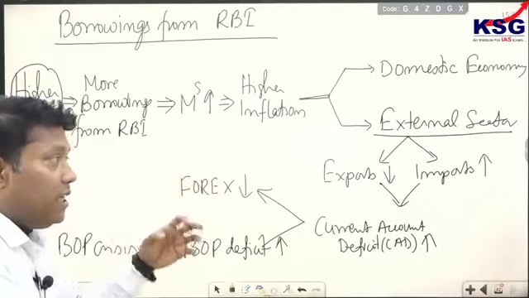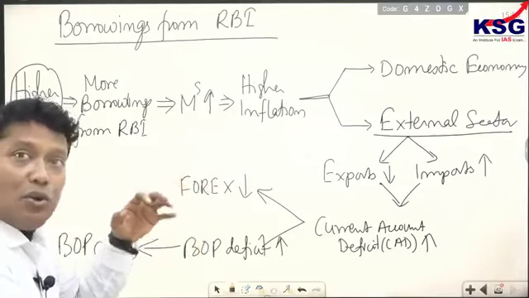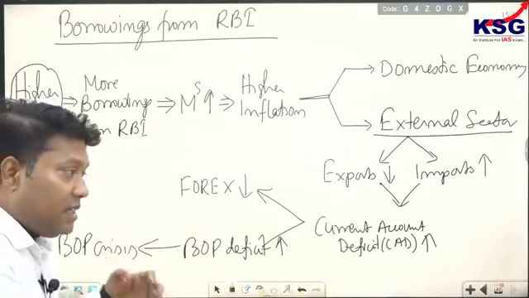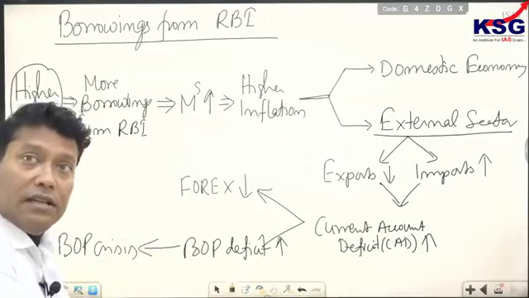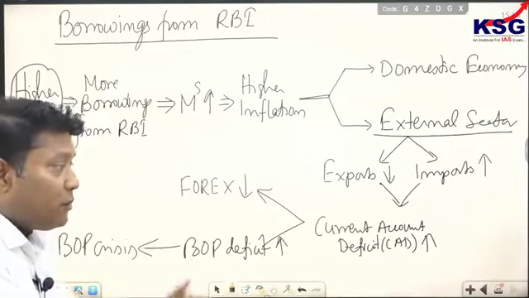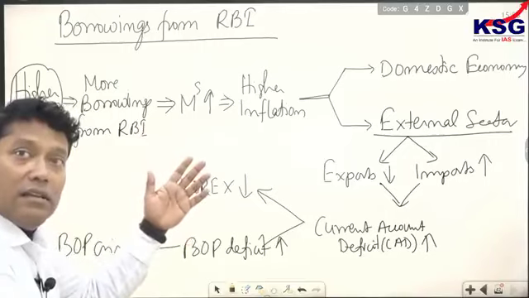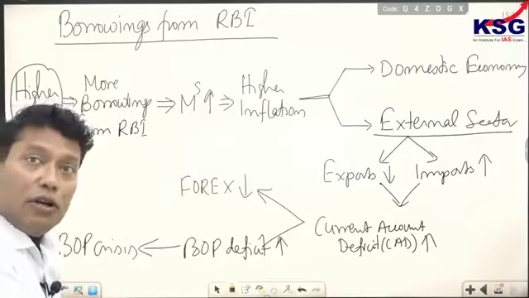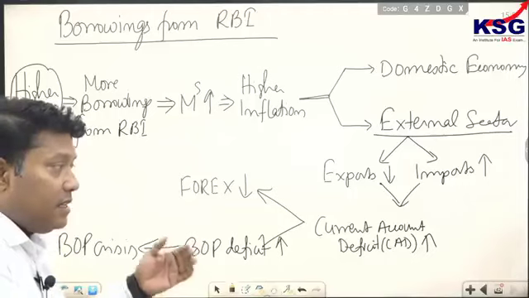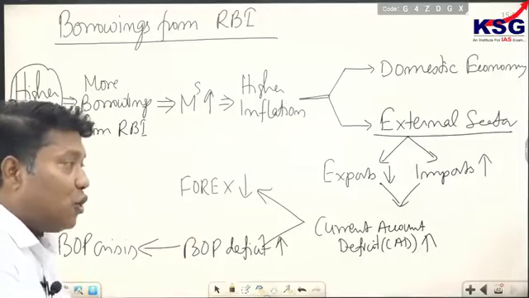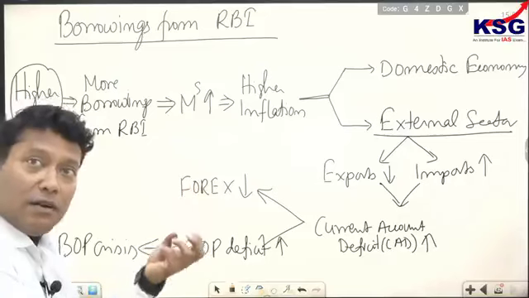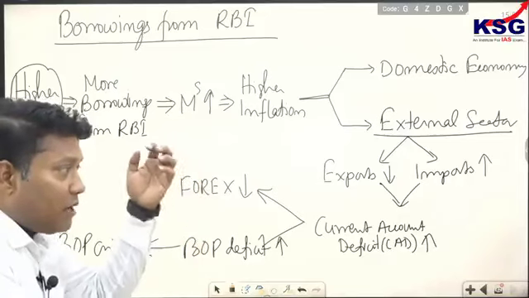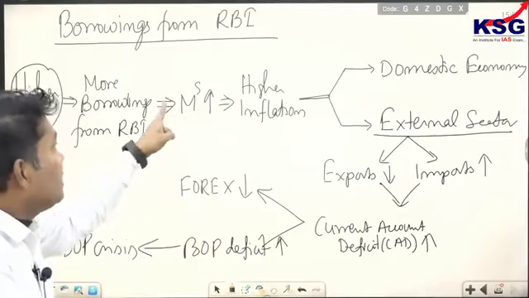Any amount of money, if it comes from RBI to the economy, then ultimately there is an increase in money supply in the economy. And if money goes from the economy to RBI, then there is a fall in the money supply. Since government is facing high deficit, government is going to borrow money from the RBI. So money comes from RBI to the economy, which means ultimately there is an increase in money supply.